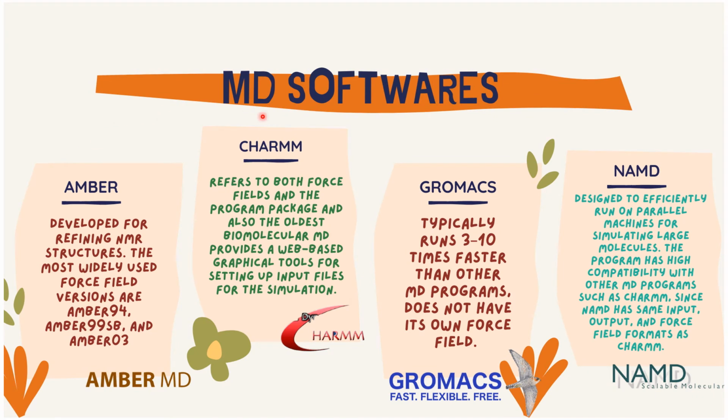The next is the molecular dynamics softwares. The first one is AMBER, which stands for Assisted Model Building with Energy Refinement. It was developed for refining NMR structures. The name AMBER refers to both force field for the simulation of biomolecules and the molecular dynamic program package. The most widely used force field versions are AMBER 94, AMBER 99SB, and AMBER 03.